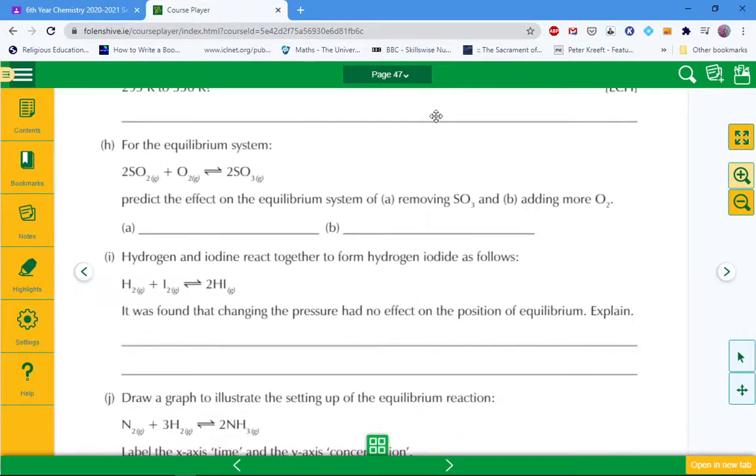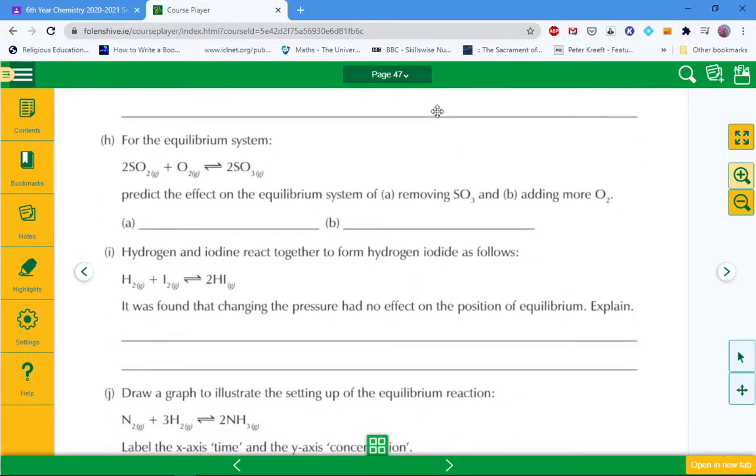Okay, part H. For the equilibrium system, 2 sulfur dioxides plus oxygen sets up dynamic equilibrium with 2 sulfur trioxides. Predict the effect on the equilibrium system of, now, removing SO3. So first of all, there are 3 stresses: pressure, temperature, concentration. Okay, pressure is only a stress when all species in my system are gaseous. Okay, temperature is a stress on every reversible reaction, as is concentration.